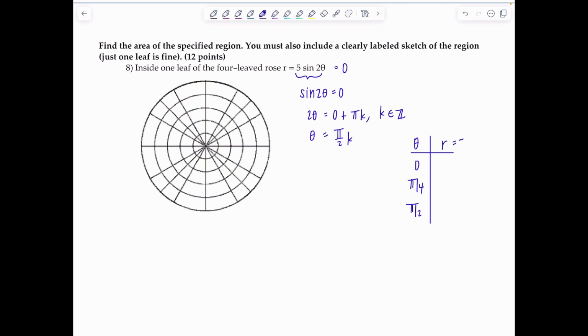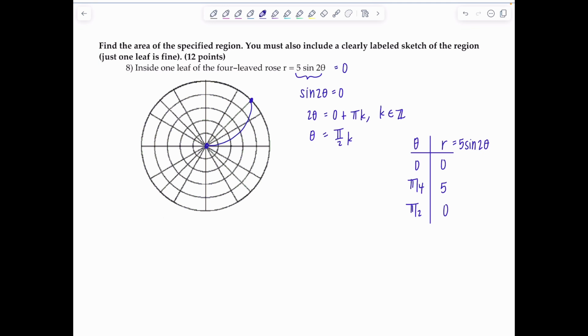So r is 5 sine 2 theta, if you forgot. So at 0, it's 0. At pi over 4, it's 5. And then at pi over 2, it's back to 0. So 0, 0. Pi over 4, it's 5. 1, 2, 3, 4, 5, all the way over here. And then back to 0.